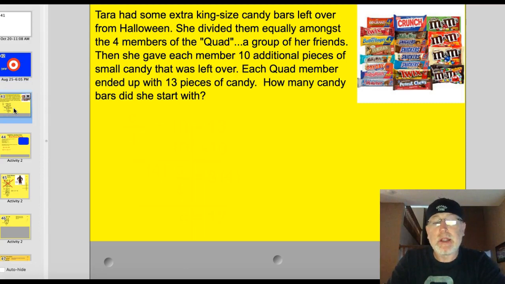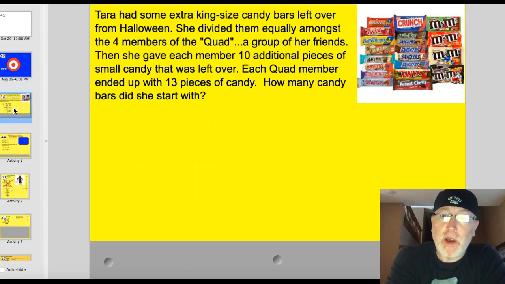Let's do this thing. Tara had some extra king-size candy bars left over from Halloween. She divided them equally amongst the 4 members of the quad. That's a group of her friends. She then gave each member 10 additional pieces of small candy that was left over. Each quad member ended up with 13 pieces of candy. How many candy bars did she start with?